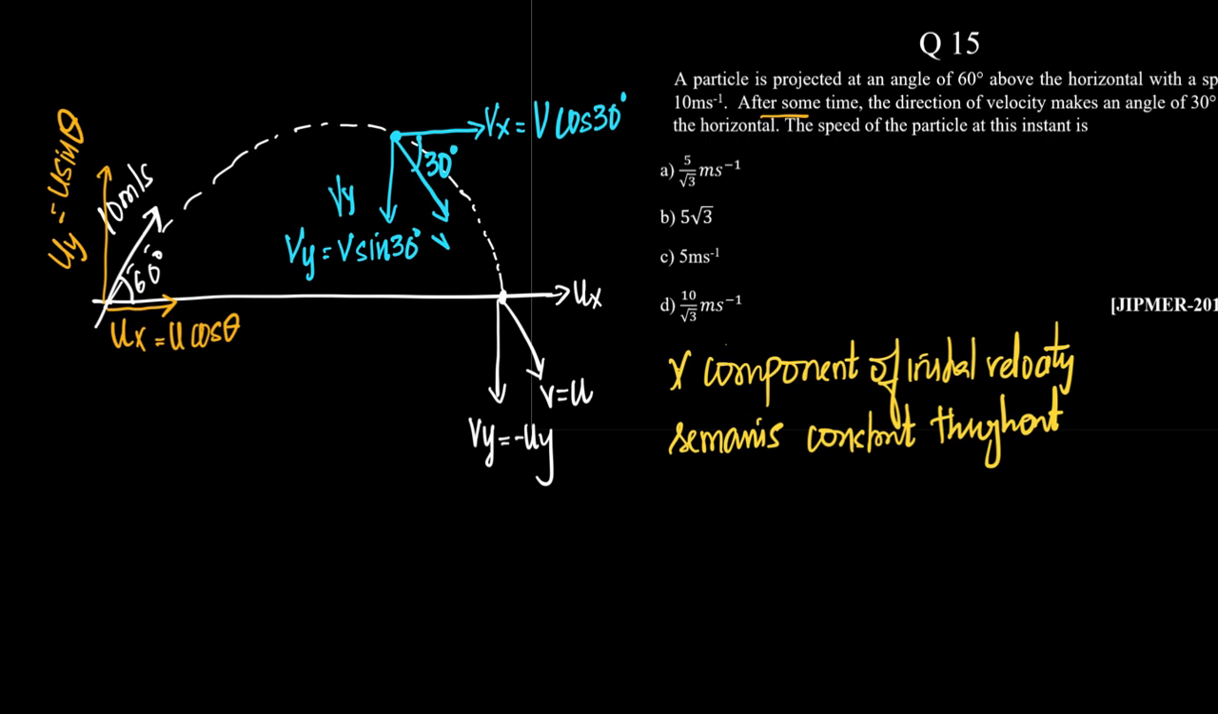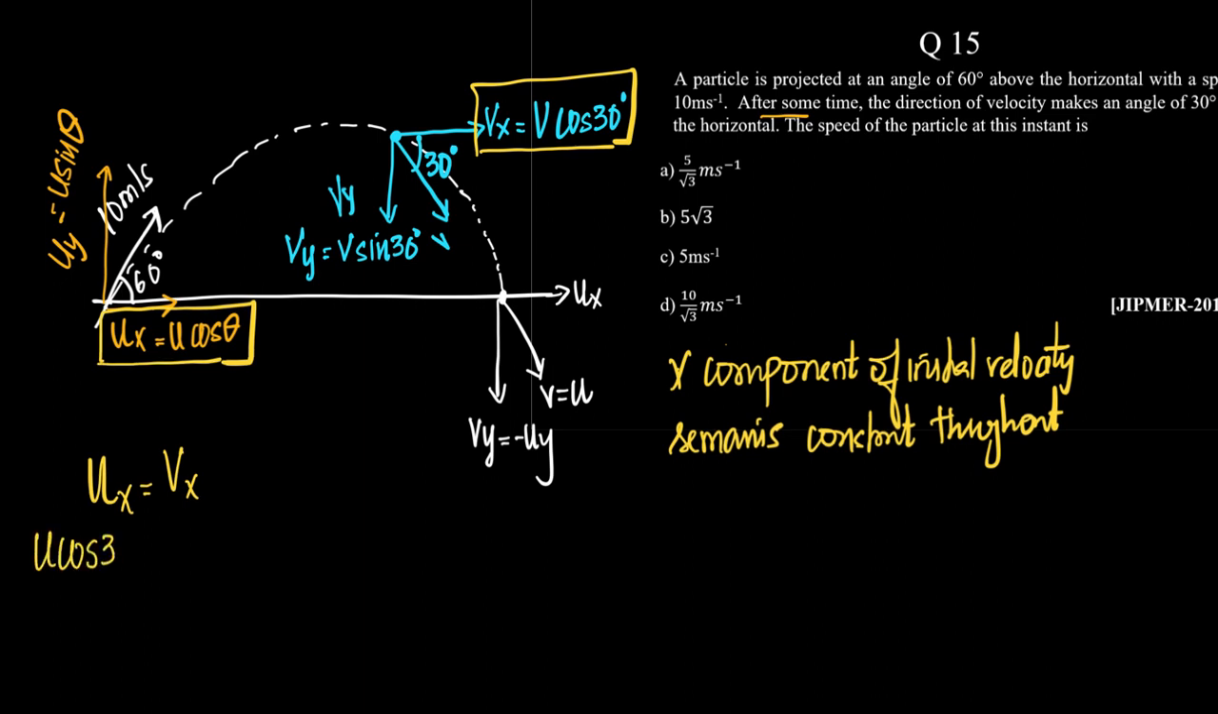Which means ux here is the x component and vx here is the x component. So essentially ux should be equal to vx. What is ux? It is u cos 30. What is vx? It is v cos, oh I'm sorry, it is not 30, it is 60. So it is u cos 60 and it is v cos 30.